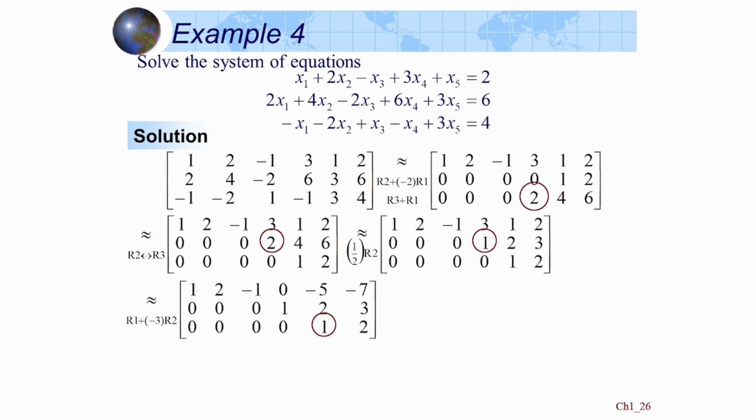last pivoting will be first non-zero element of third. What we do? R1 plus 5 R3, R2 minus 2 R3. And we get this last matrix is in echelon form. How many free variables we have here? x2, x3, they are free. x1, x4, x5, they are basic.